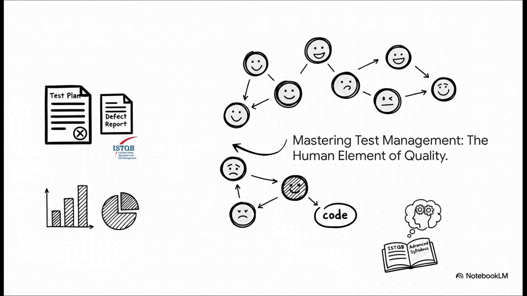Have you ever been on a project where the code was perfect, all the tests were green, but the project, well, it still felt like it was on fire? Yeah, we've all been there. It is so frustrating. And you know what? The problem usually isn't in the code, it's in the conference room. Today, we're diving into the ISTQB Advanced Syllabus to master the single most overlooked part of test management, the people.